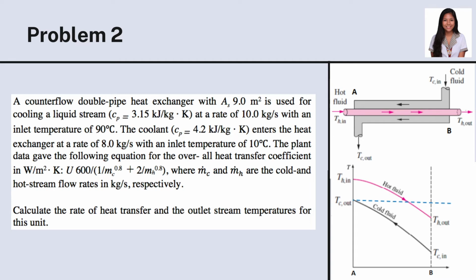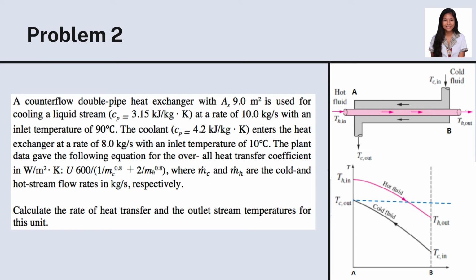Okay, our task here is to calculate the rate of heat transfer and the outlet stream temperatures for this unit. Now remember, we are given a counterflow double pipe heat exchanger that is used for cooling a liquid stream by a coolant. The rate of heat transfer and the outlet temperatures for both fluids are to be determined. Now, how do we solve this problem?